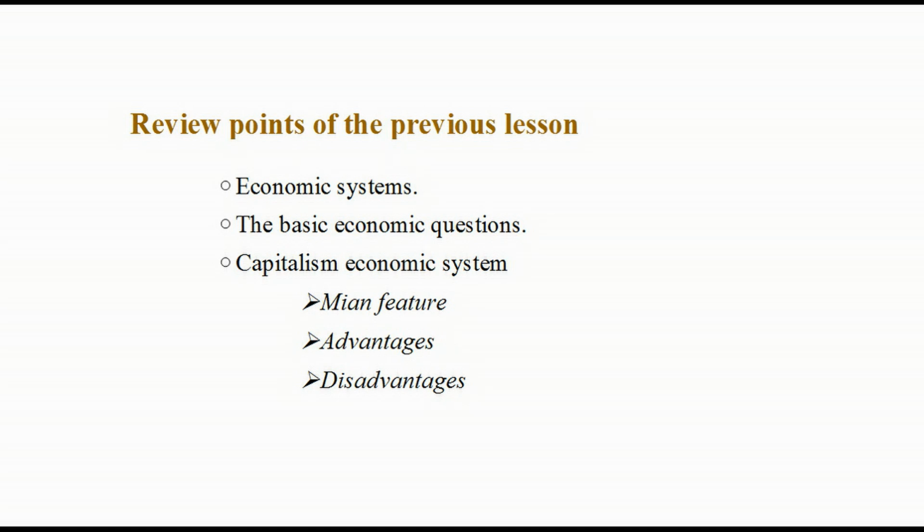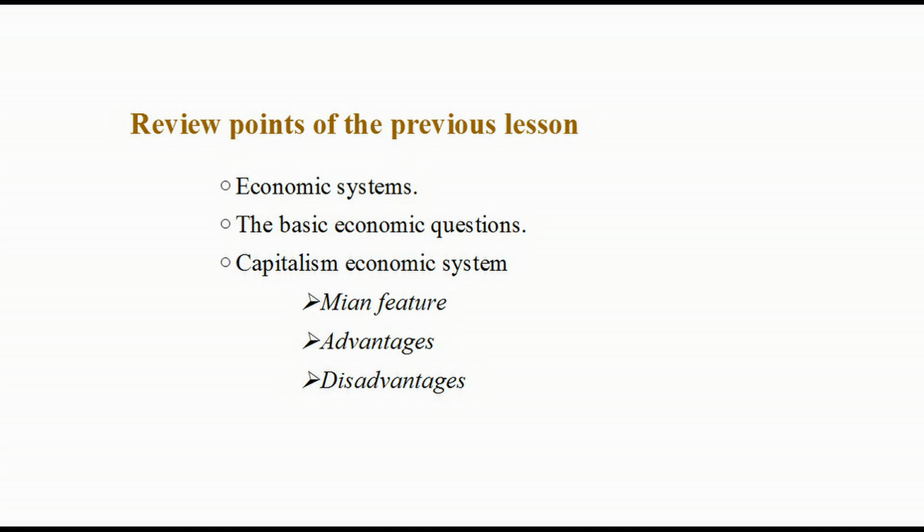Economic system is the legal and institutional framework within which various economic activities take place in order to answer the basic economic questions. We try to see the basic economic questions: what to produce, how to produce, and for whom to produce. Each question deals with various concepts. In the case of what to produce, it deals with the problem of resource allocation, how we are going to direct our resources for the production of various goods and services.